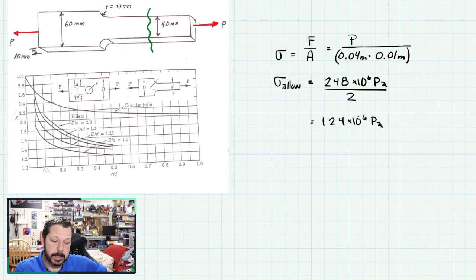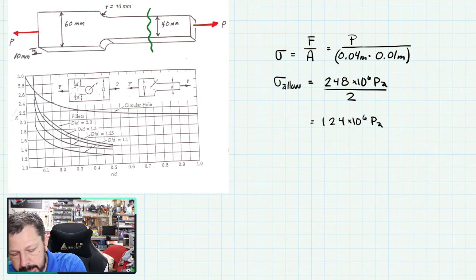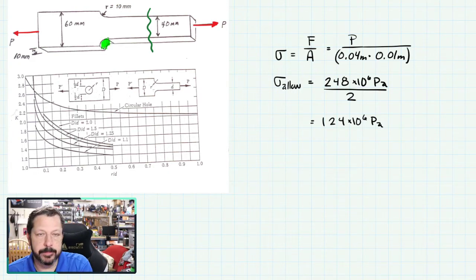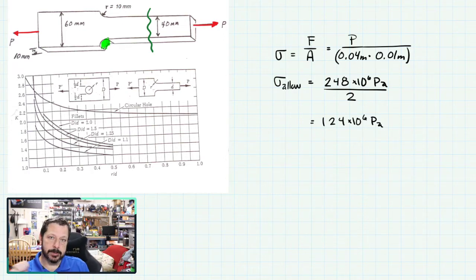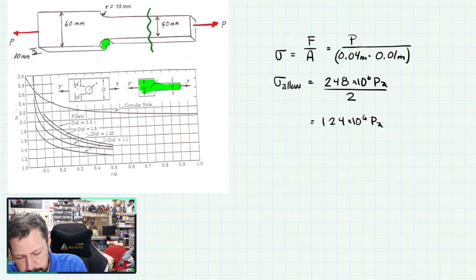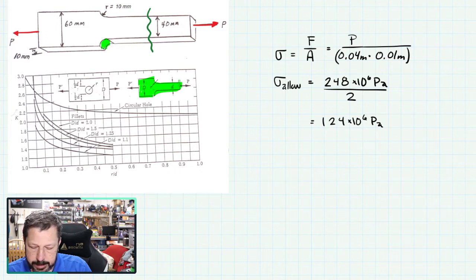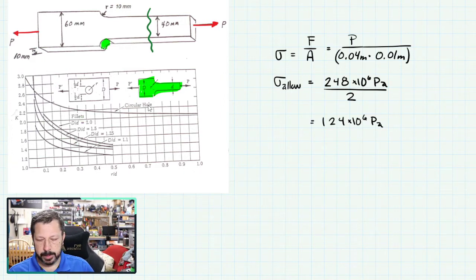But what we want to do is also include the fact that at these radiuses, well, they'd be better called fillets, at this fillet there is a stress concentration factor. So that's what we want to find, that stress concentration factor. So we've got something that looks like this setup here. And it says that we've got 5 different traces on our graph here. This one here is labeled circular hole. That would be for the picture on the left, a flat plate with a hole punched in the middle of it. So that's not what we're doing, so we don't need that one.